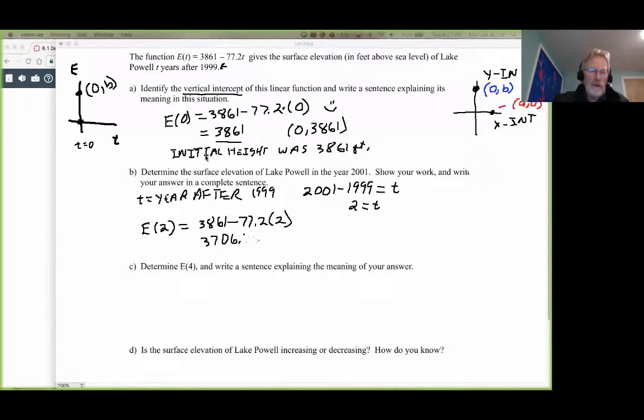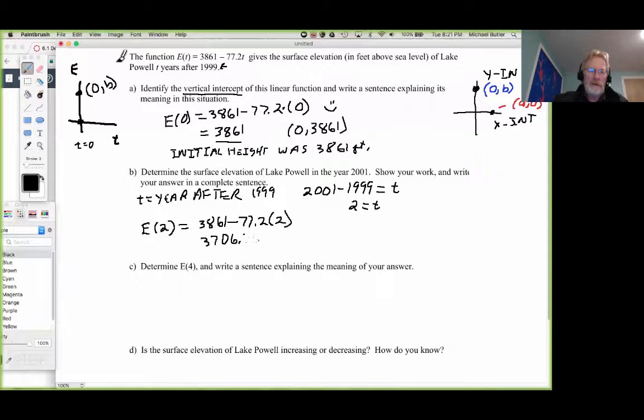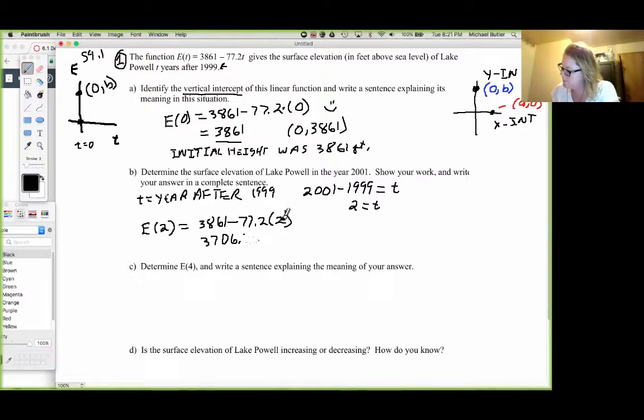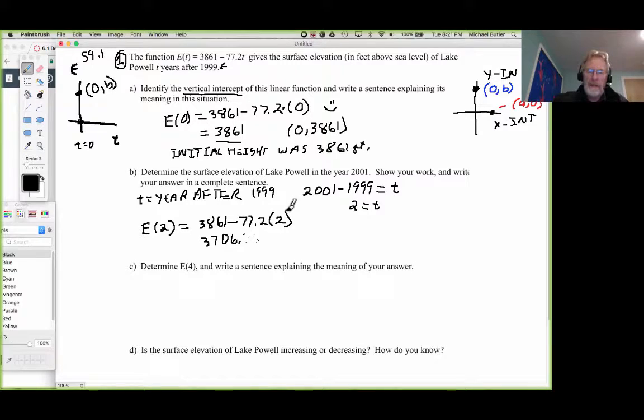Okay. So this is problem 1 from section 4.1 we're working on, right? Yes. Yeah, I forgot to write that down. So let's put that down. So this is number 1, and we are in section 4.1. All right, so I'm going to let you go ahead and write the sentence, but that's the height of Lake Powell after 2 years.